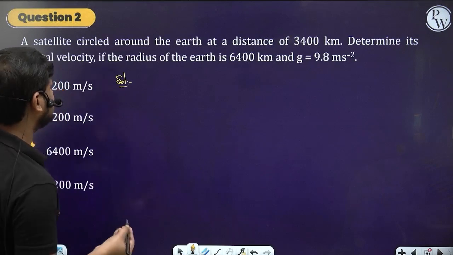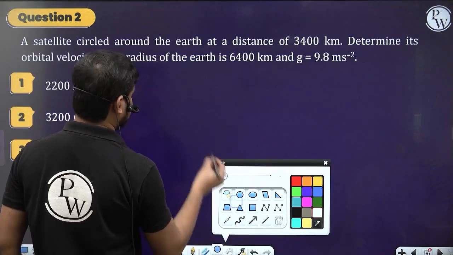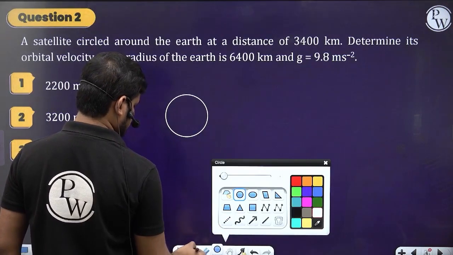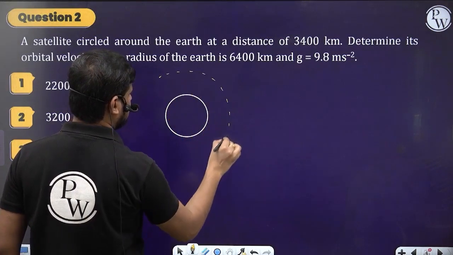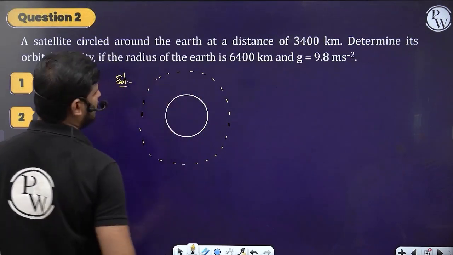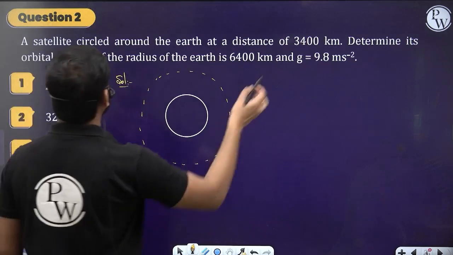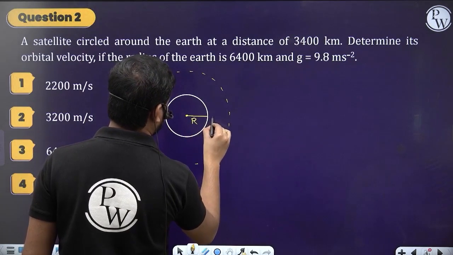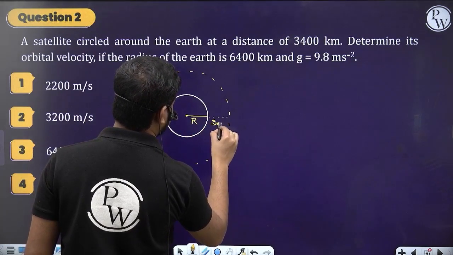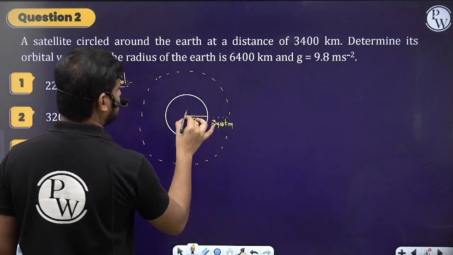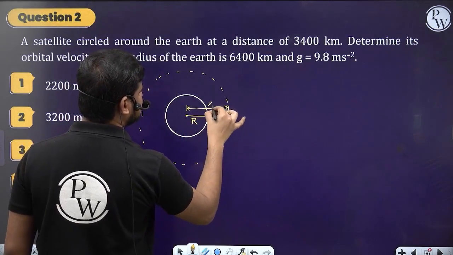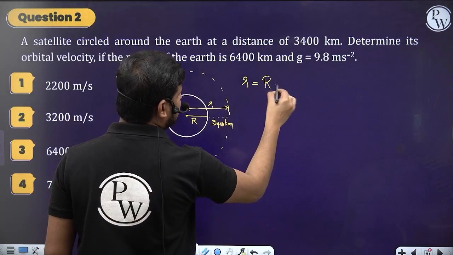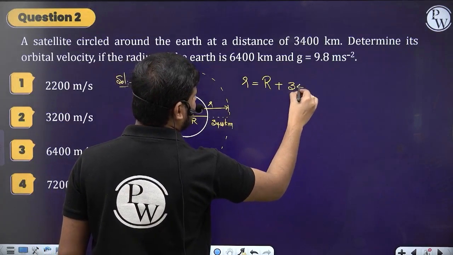The simple question, see here, first consider this is the earth and a satellite is revolving around the earth at a distance of 3400 kilometers. So this is the radius of the earth, and from here to here again it is 3400 kilometers. So what will be the total? This distance is called the small r distance. So what is the small r distance here? Small r is equal to the radius of the earth plus 3400 kilometers.